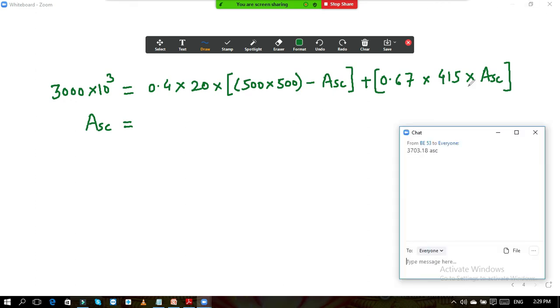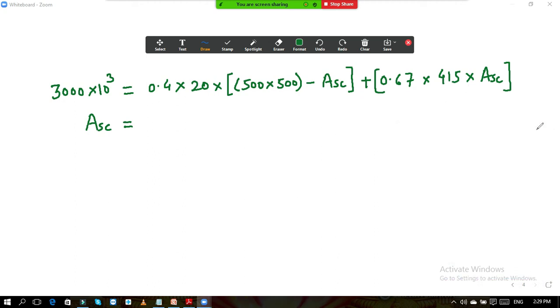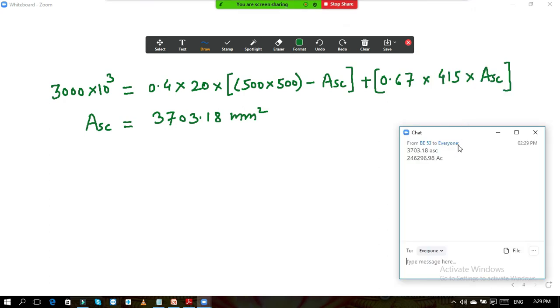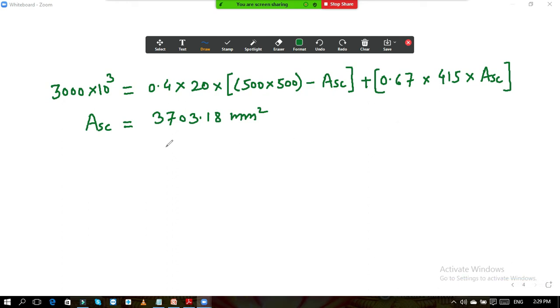So please check the answer. I will go with this value right now: 3703.18 mm square. This is the area of steel. Now after the calculation of this area of steel, we need to provide the bars, the number of bars and all those things.